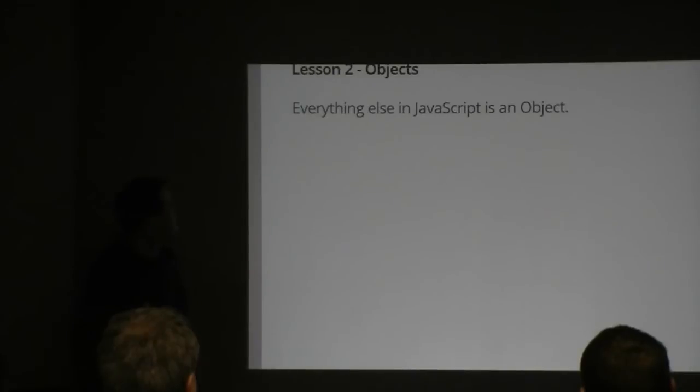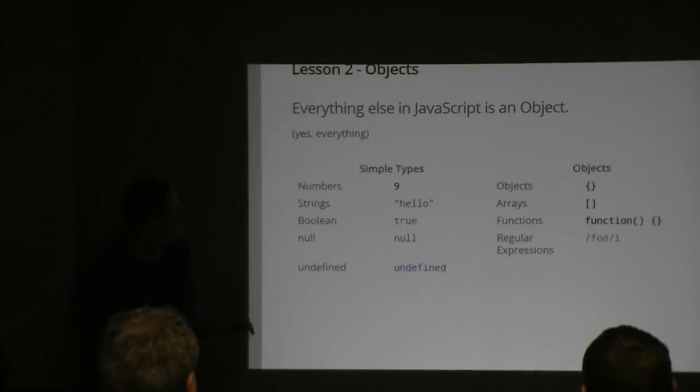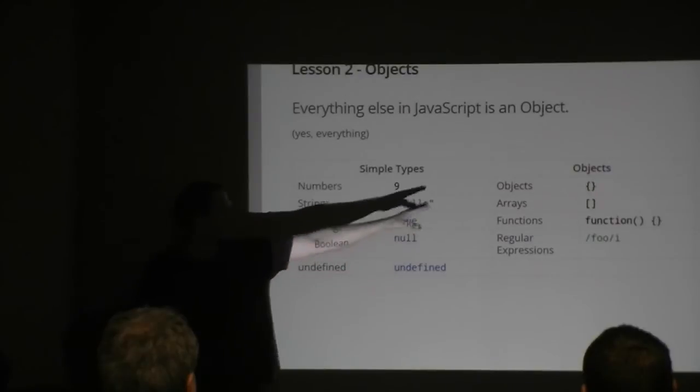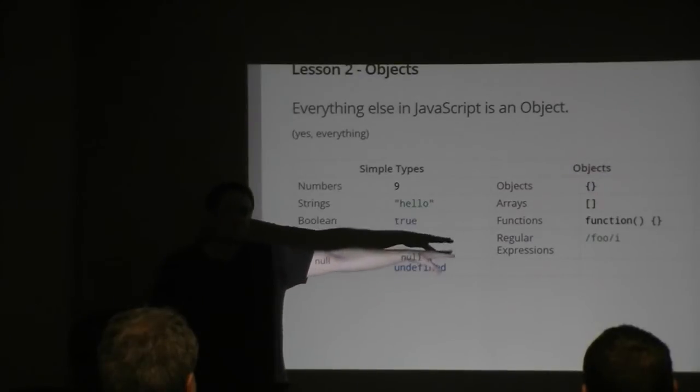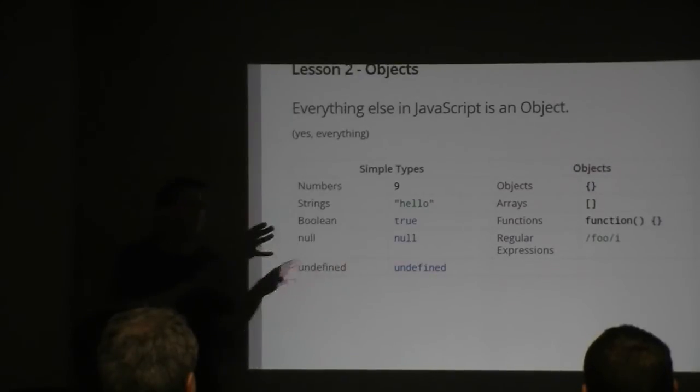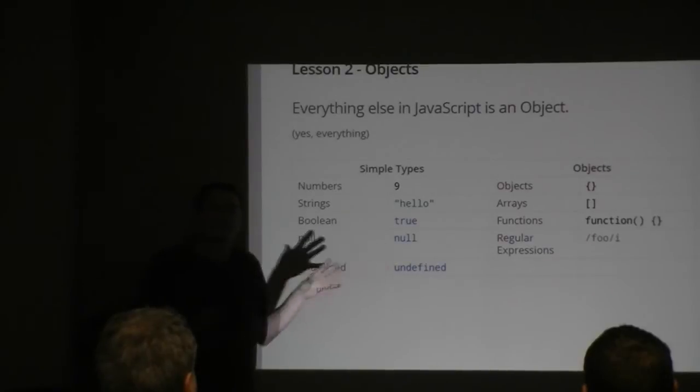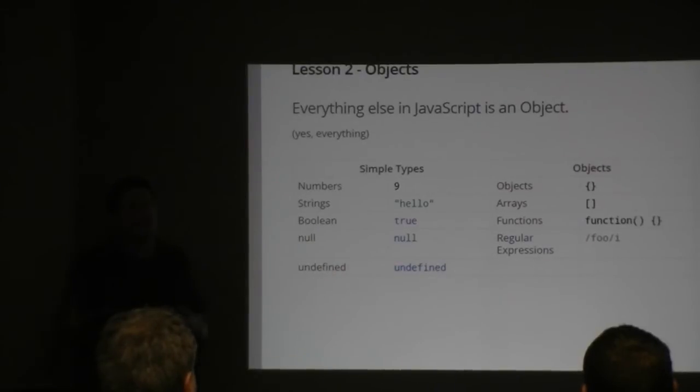Okay. Objects. Everything else is an object. And here's a chart. These are all the simple types that we covered. And then we have objects, arrays, functions, regular expressions. These are all instances of an object, and they have special properties. But just so you know, an array is an object. If you do typeof on an array, it will say object, which is useless, but true.